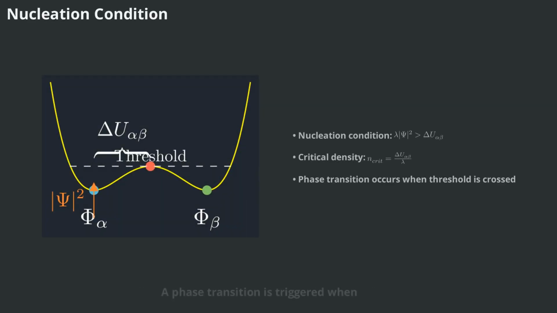A phase transition is triggered when the polariton density exceeds a critical threshold, overcoming the energy barrier between two solid phases. This nucleation condition is given by λψ² > ΔU_αβ, where ΔU_αβ is the difference in potential energy between the two phases. The critical polariton density n_crit sets the minimum requirement for solidification to occur.